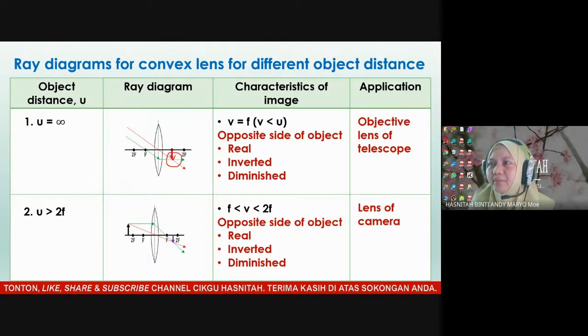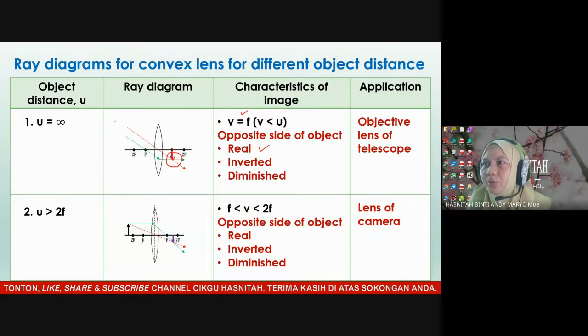And this is the object distance, and the image distance. So here the image is formed exactly at the focal point. And the characteristic, to know the characteristic, either real or virtual.